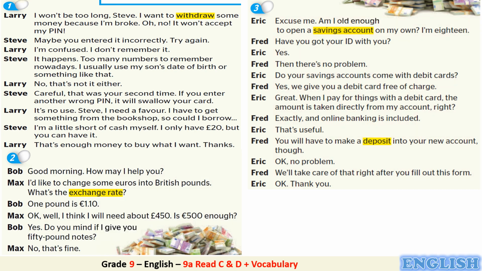3. Excuse me, am I old enough to open a savings account on my own? I'm 18. Have you got your ID with you? Yes. Then there's no problem. Do your savings accounts come with debit cards? Yes, we give you a debit card free of charge. Great. When I pay for things with a debit card, the amount is taken directly from my account, right? Exactly. And online banking is included. That's useful. You will have to make a deposit into your new account, though. OK, no problem. We'll take care of that right after you fill out this form. OK, thank you.